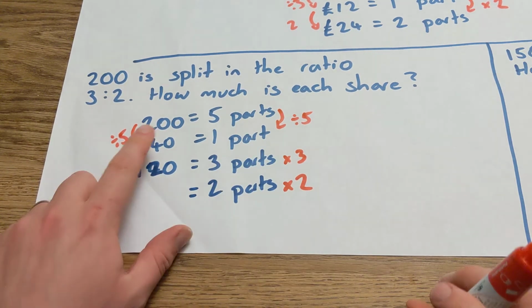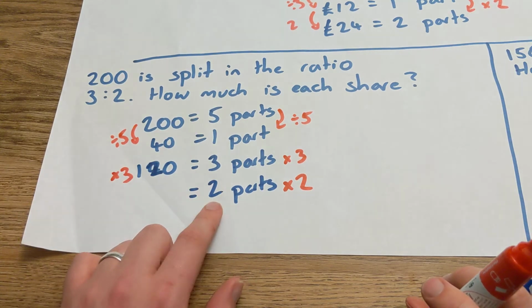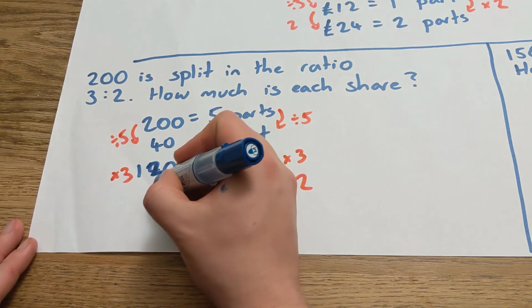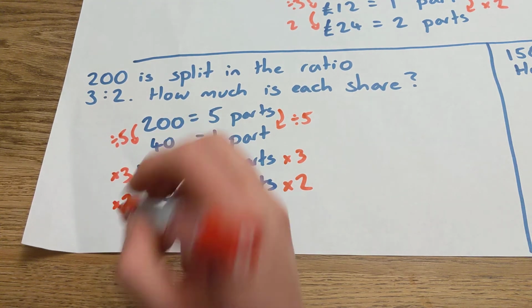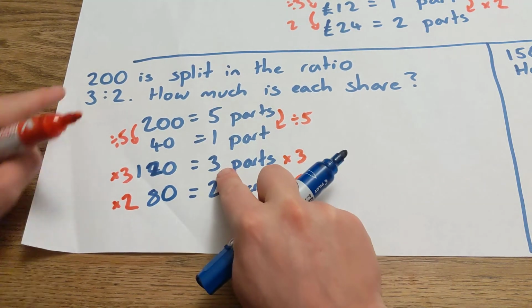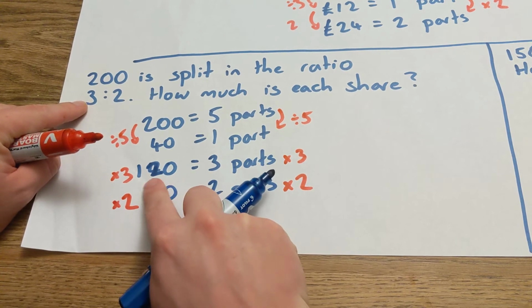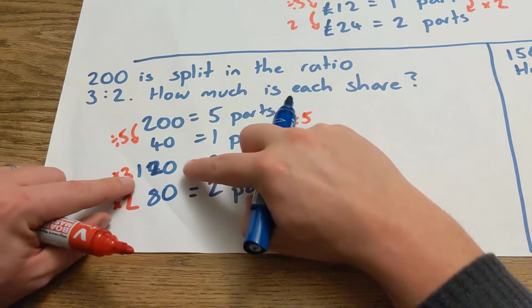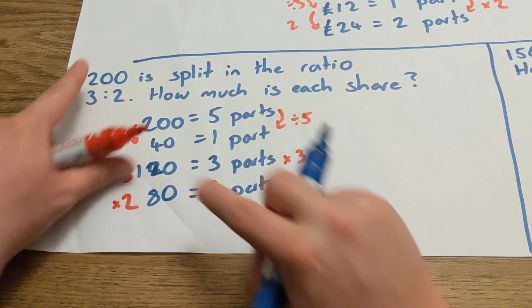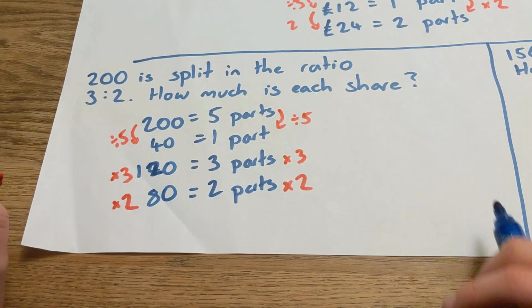So if 1 part was 40, and I'm timesing it by 2 to get 2 parts, that's going to give me 80. Okay, and there I've worked out each share. I'm saying that the 3 parts is 120 and the 2 parts is 80. Okay, let's double check. 120 plus 80 does add up to 200, so we know we're right.